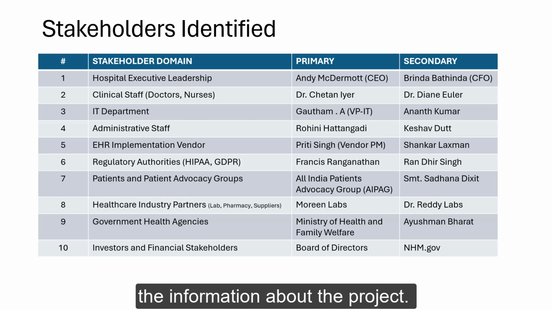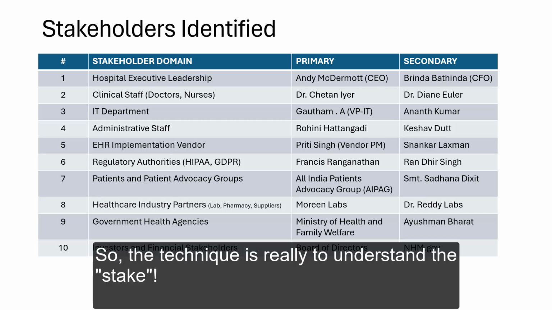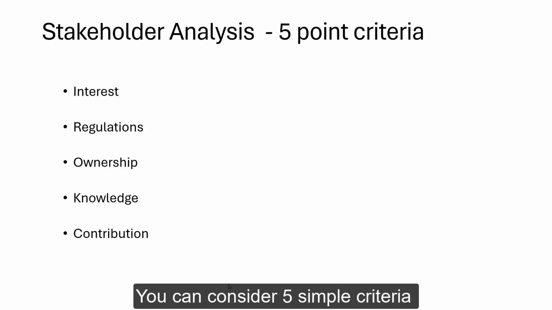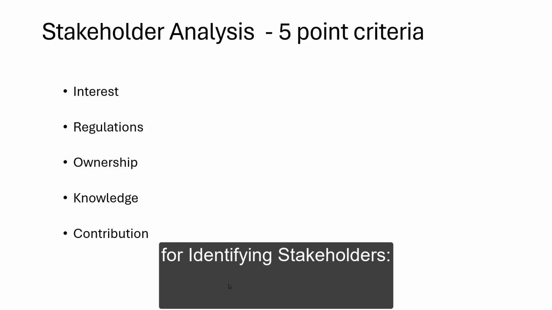Not everybody will want a lot of information. Different stakeholders will have different information requirements. So the technique is really to understand the stake of everyone involved in your project. So how do we go about it? You can consider 5 simple criteria. This is the technique for identifying stakeholders.